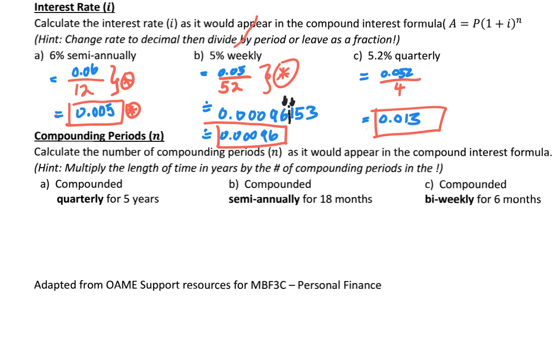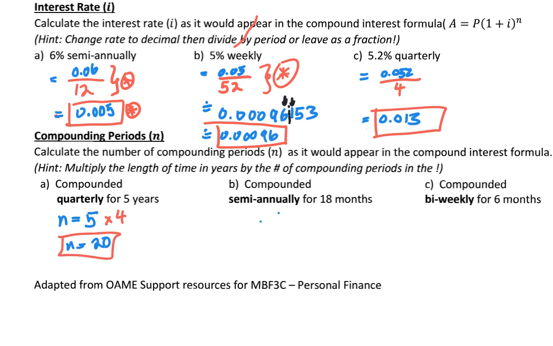Now let's move on to the last topic of the day before we get to our actual calculations: compounding periods. We're going to take the years and multiply by the compounding period. So if I have something that is compounded quarterly for 5 years, n is equal to, since it's already in years, 5 multiplied by 4, to give our compounding number of 20.